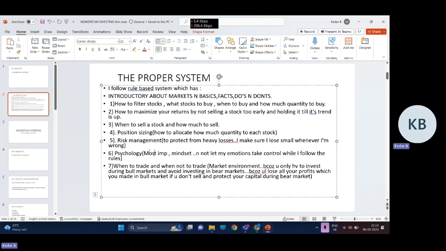Next is psychology. What most people think is that you need to be right 100% of the time, which is impossible and not true in the markets. Having good market psychology is very crucial. You should understand that the market is a probabilistic game. You always deal with probability. No one knows for certain that this stock will go up or go down, which is why we have rules.